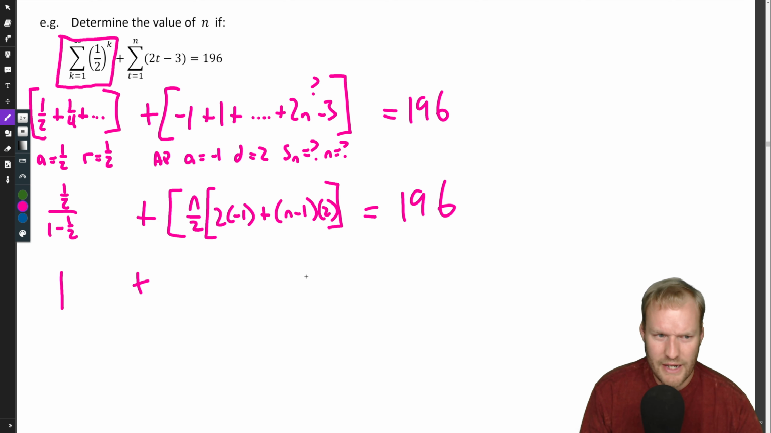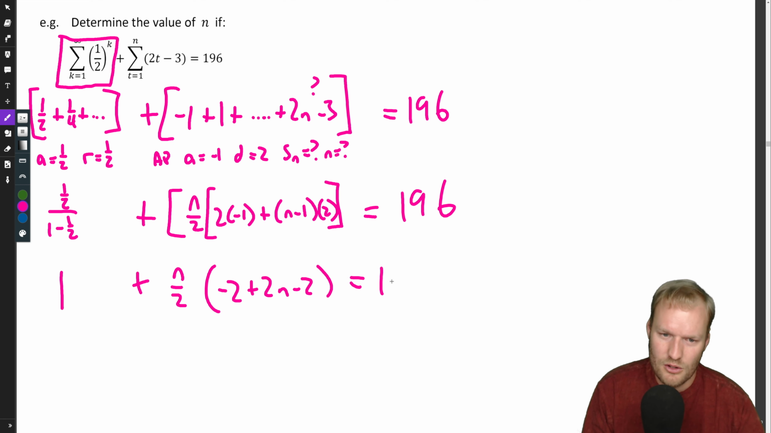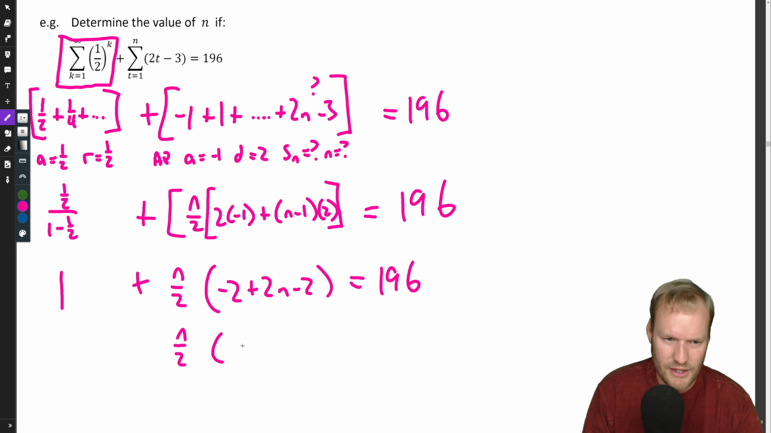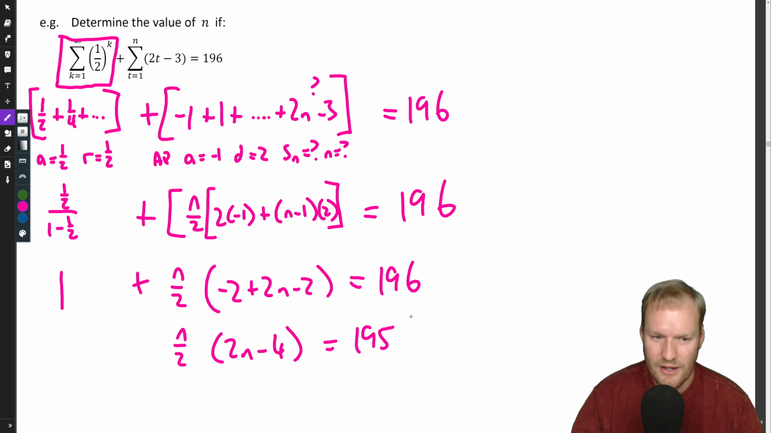Okay, well it feels like we're getting somewhere because if you start looking at your equation, you can see there's only one thing we don't know, and that is what n is. So I'm going to simplify this in the next step because I like to simplify as I go so we don't keep rewriting too much. Well, 2 times minus 1 is minus 2. And I'm going to distribute the 2 into the brackets, plus 2n minus 2 equals 196. Okay, subtract 1 from both sides. n over 2 times minus 2 is minus 4.